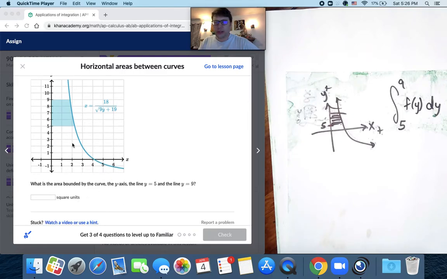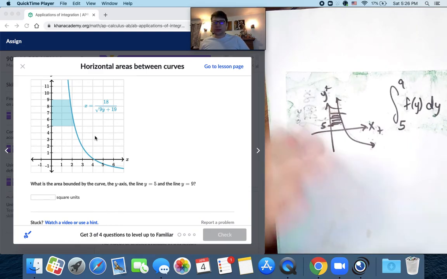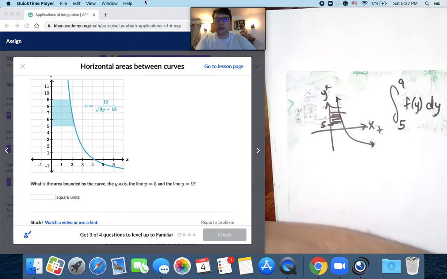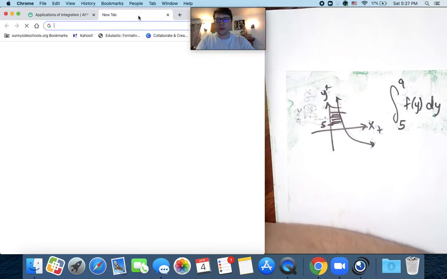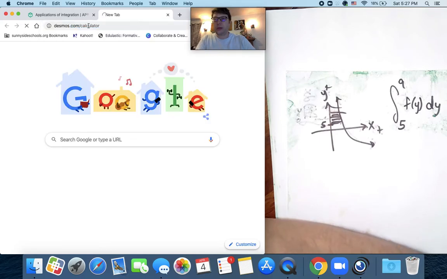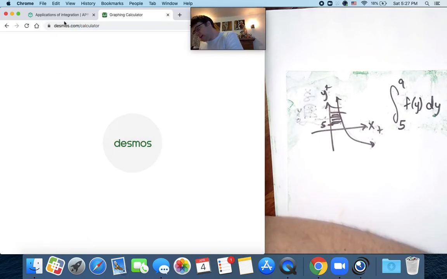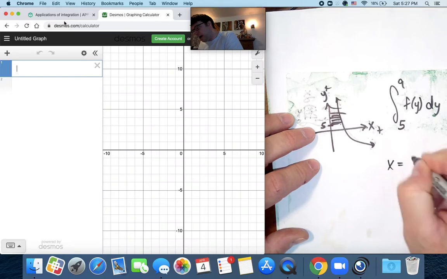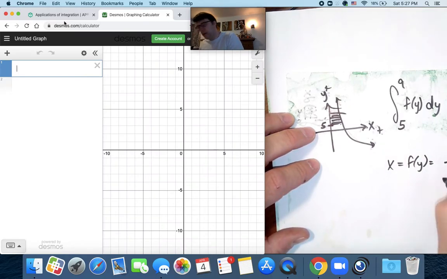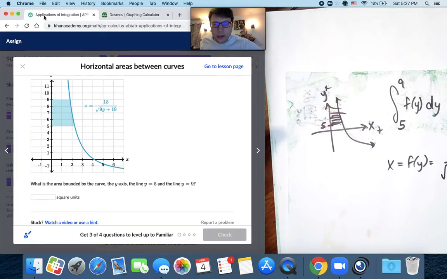And we just need the answer. It says square units. I could do it by hand, I just don't want to do the whole thing right now. So I'm going to bring up my favorite resource, Desmos. And I need to capture it again. x as in f of y is 18 over the square root of 9y plus 19. I'm going to go check that just to make sure.